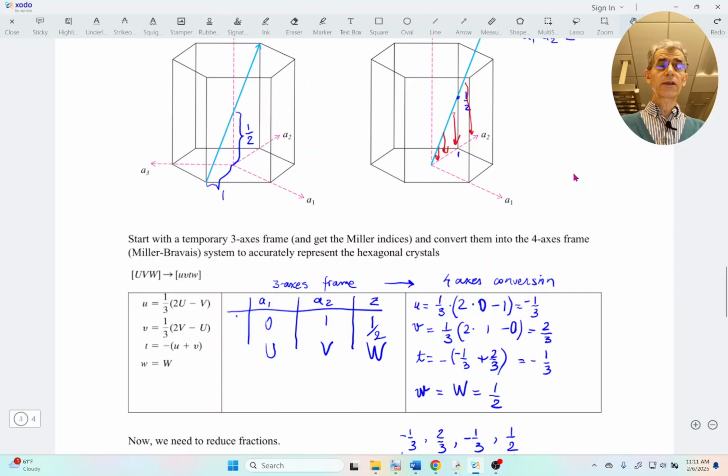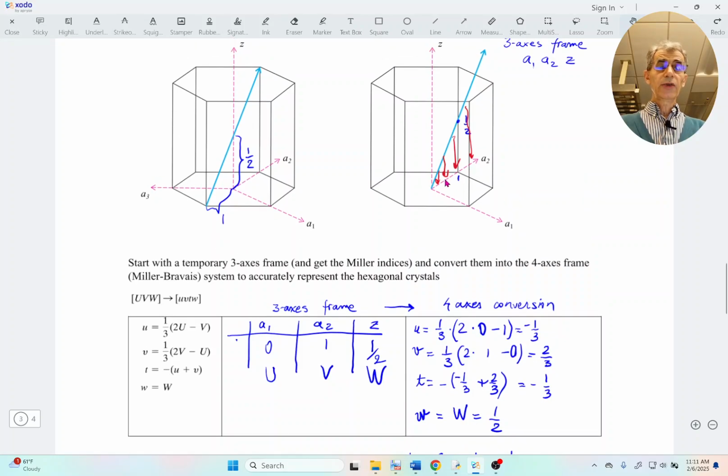If you look at this projection, you see that when you project this vector on the base, it doesn't have anything along the A1 axis. So the coordinate of the tip will be 0 along A1. It's all A2, it projects along A2. So I will have 0 for A1, 1 for A2, and 1/2 for the Z axis. And then we proceed.